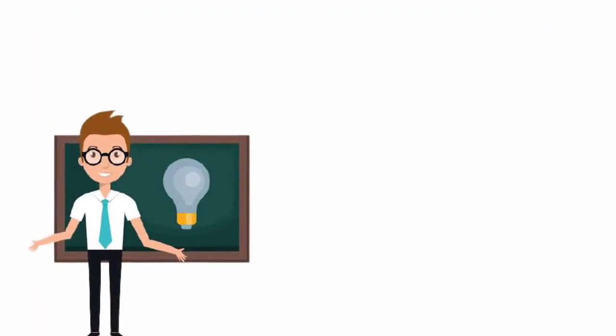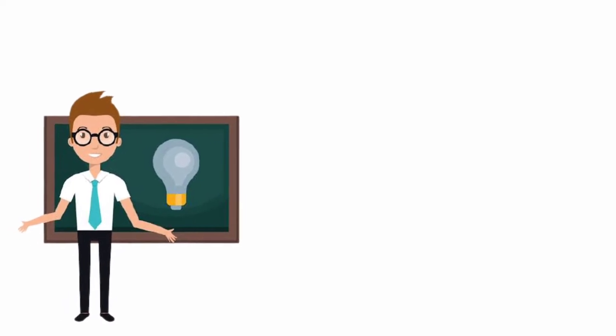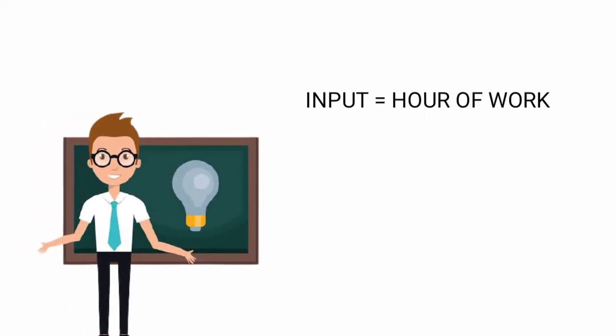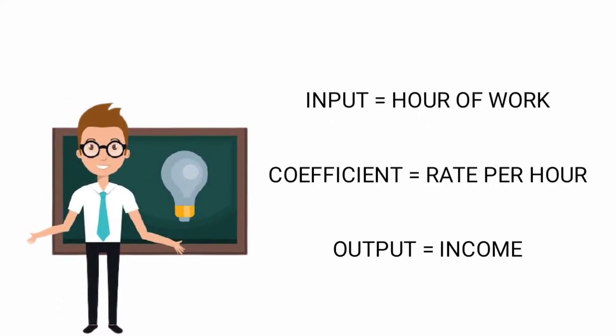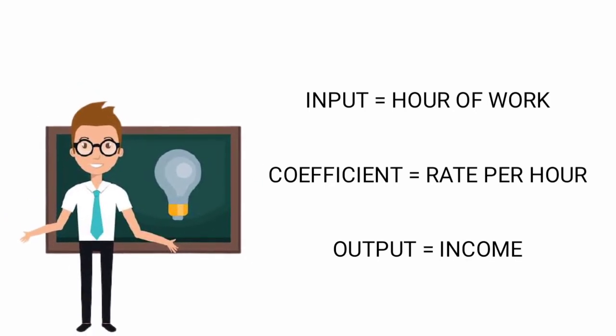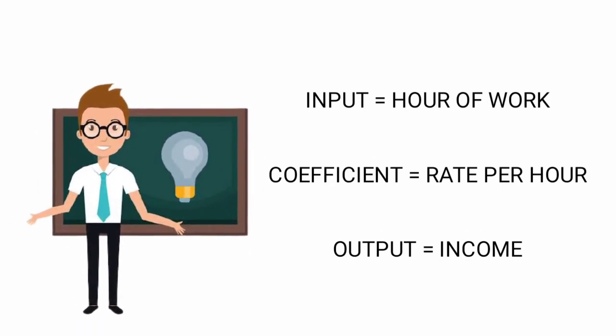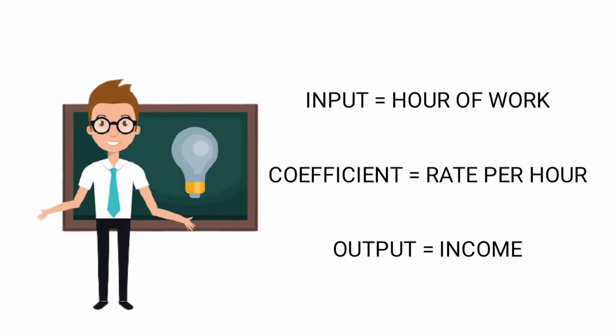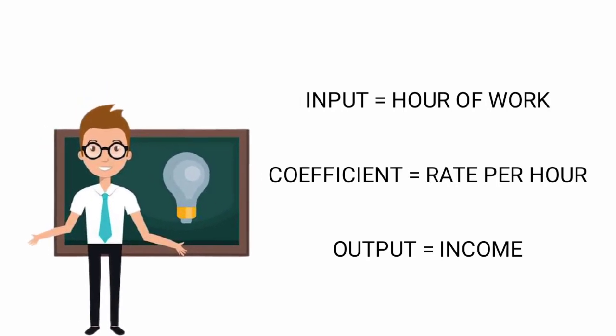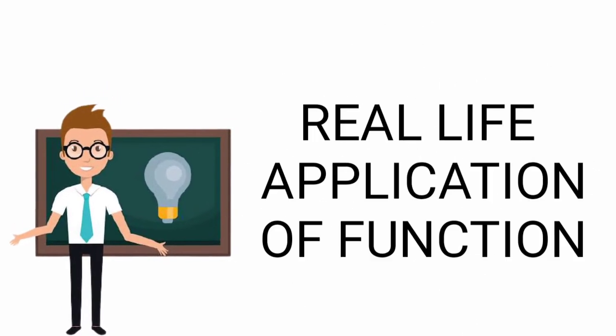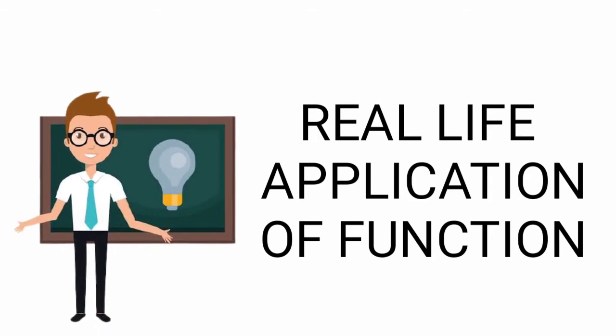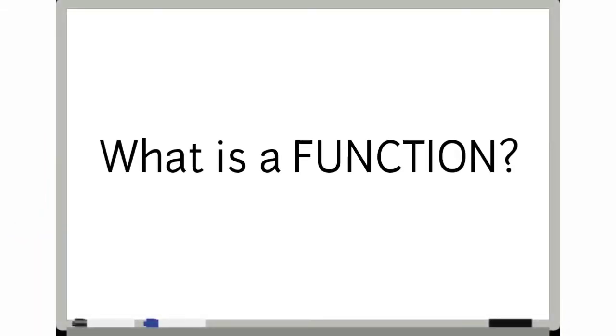Since Charlene's work pays 80 pesos per hour, the hours of work are our input or the independent variable. The rate per hour is our coefficient, and the income for the day is our output or dependent variable. These situations show a real-life application of a function. But what is a function?